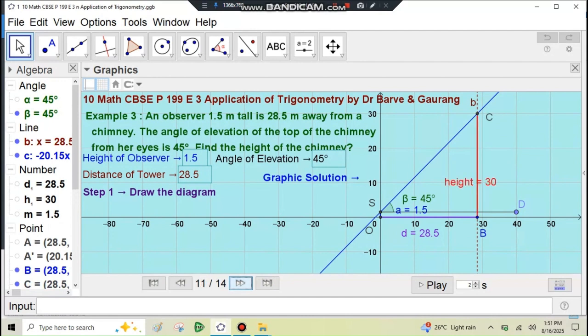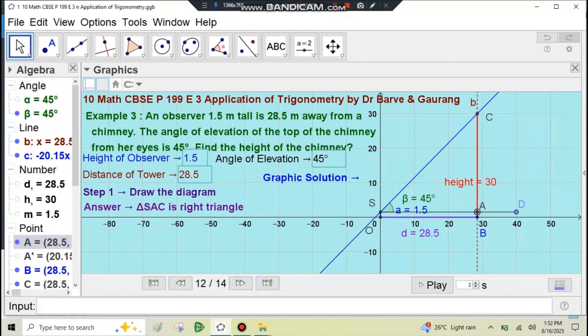Okay. Now height of this particular chimney from this diagram itself has worked out to be 30 meters. This is the graphic solution. Now let us see the analytical solution. So in triangle SAC, I have not marked the point A. Let me show it to you. So this is the point A.